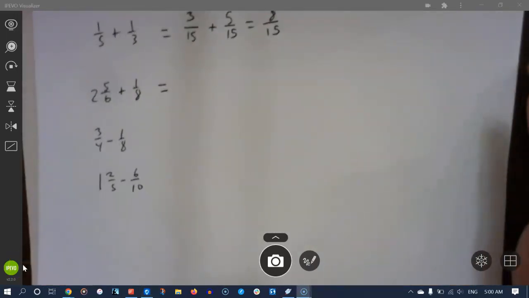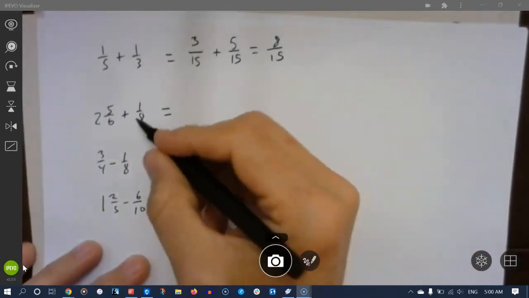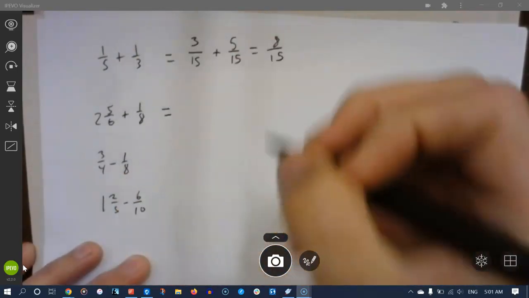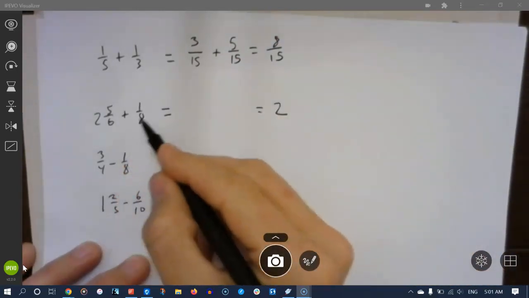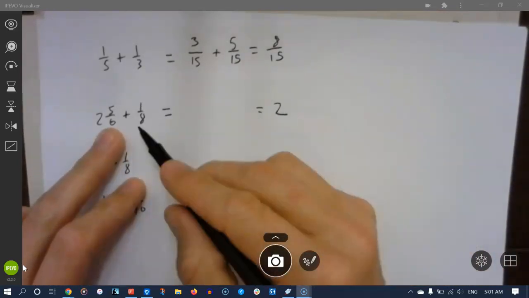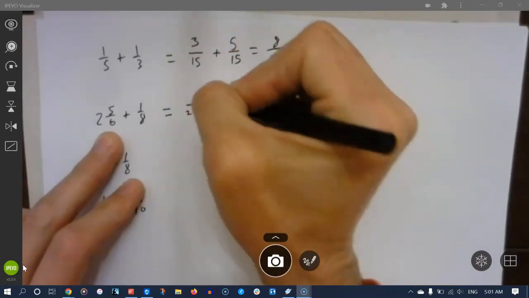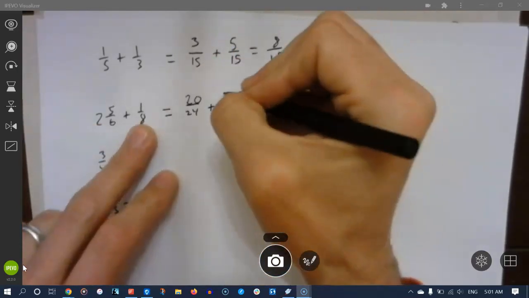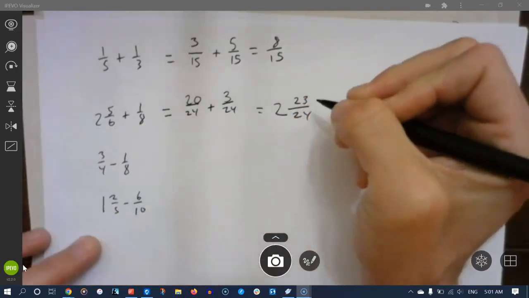Each one of these is 1 point. So we're just looking at the correct answer. Did you get the correct answer or not? 2 and 5/6 plus 1/8. Well, 1/8 is less than a sixth, so I know my answer is going to have a 2 in it. It's not going to go over 2. And now we're looking at sixths and eighths. Let's see, 24. So sixth, that's 20, and eighth, that's 3. And so we have 2 and 23/24ths.